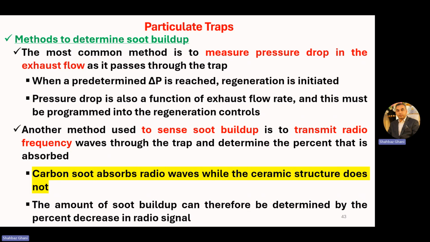So these are the two methods to determine whether soot has built up in your catalytic converter and the particulate trap is not performing. One is to measure delta P, and one is to transmit radio frequency waves and measure the absorption.